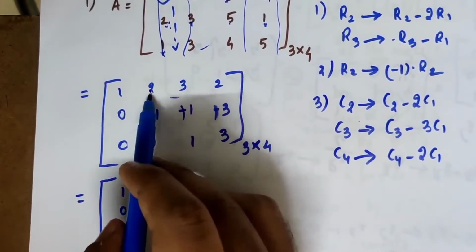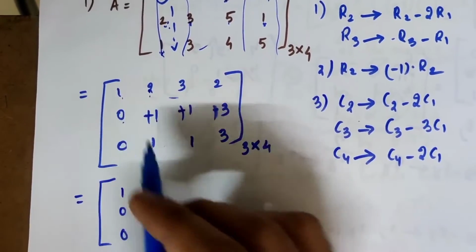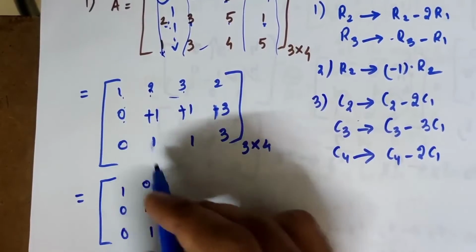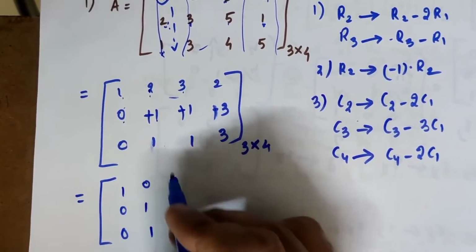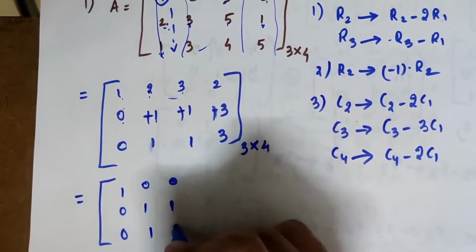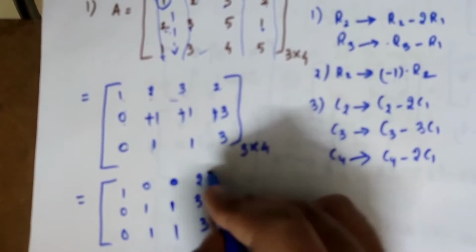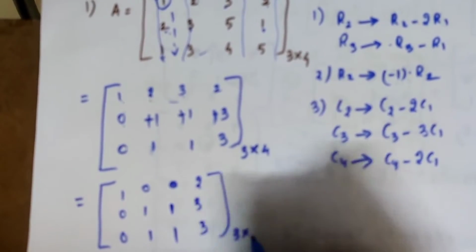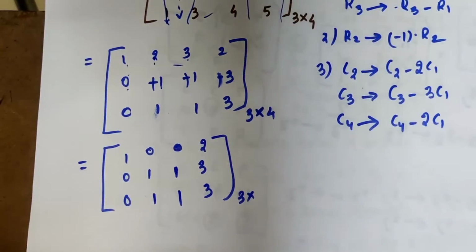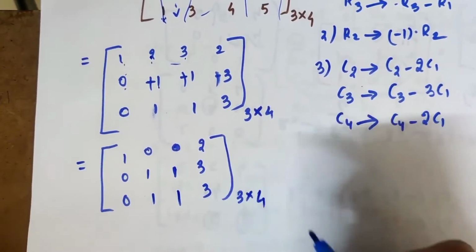C2 minus 2C1 means 2 minus 2, this will be 0. Then 1 minus 0, 1; 1 minus 0, 1. C3 minus 3C1, so 3 minus 3, 0; 1 minus 3 into 0, 1; 1 minus 0, 1. C4 minus 2C1, so again it will become 2 3 3. Okay, there is a problem with this focus, let me log this one. Yeah, so this is my 3 by 4 matrix.